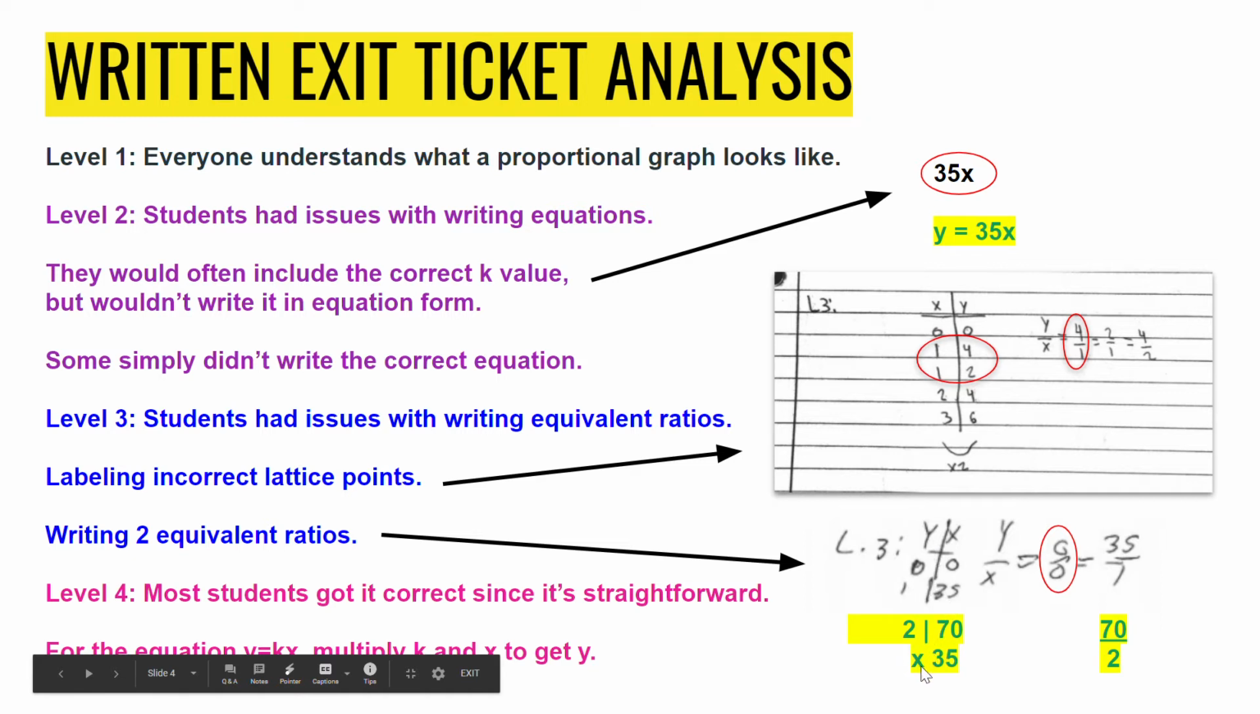So if it's times 35, you can do 2 times 35, that's 70. 3 times 35 is 105. Or 4 times 35 is 140. And you can keep extending it onward and onward until you get other equivalent ratios. So instead of writing 0 over 0 equals 35 over 1, you can write 35 over 1 equals 70 over 2, because both of these fractions are equivalent to each other. Lastly, level 4, most students got it correct since it's straightforward. For the equation y equals kx, what students basically did is multiply k and x to get y.